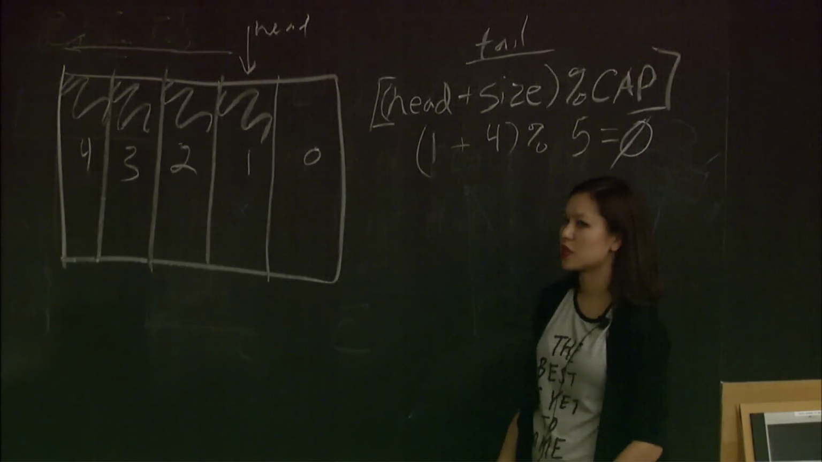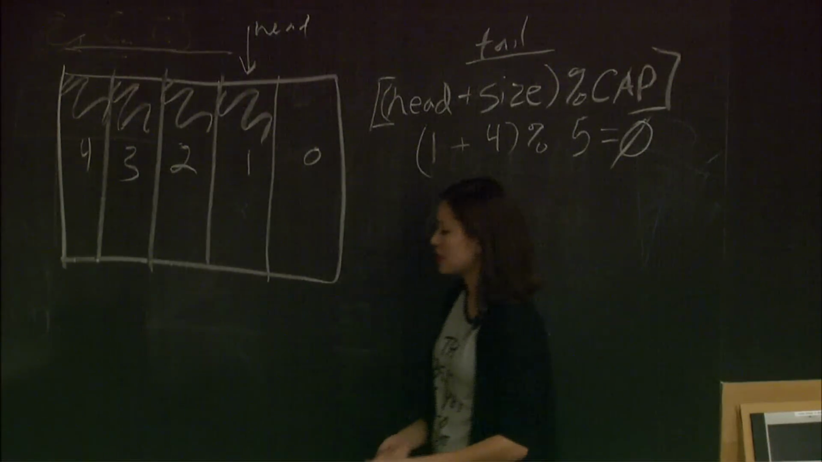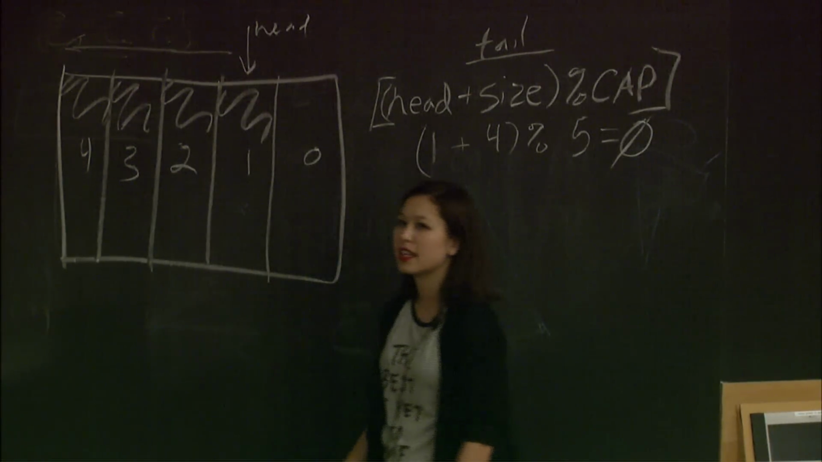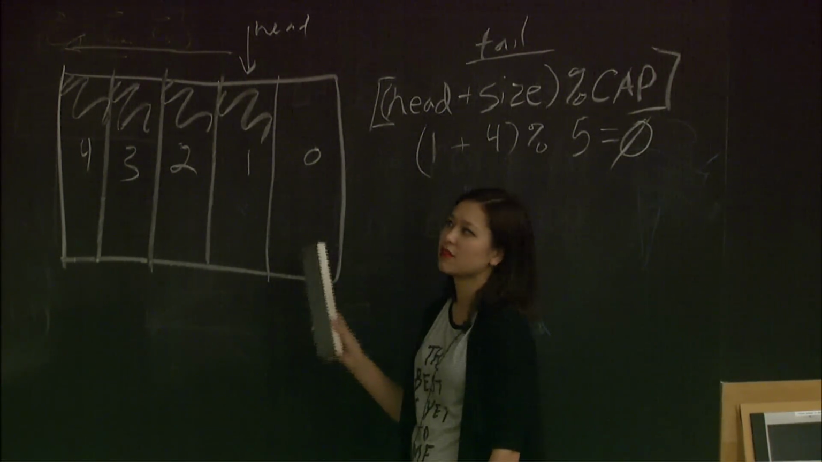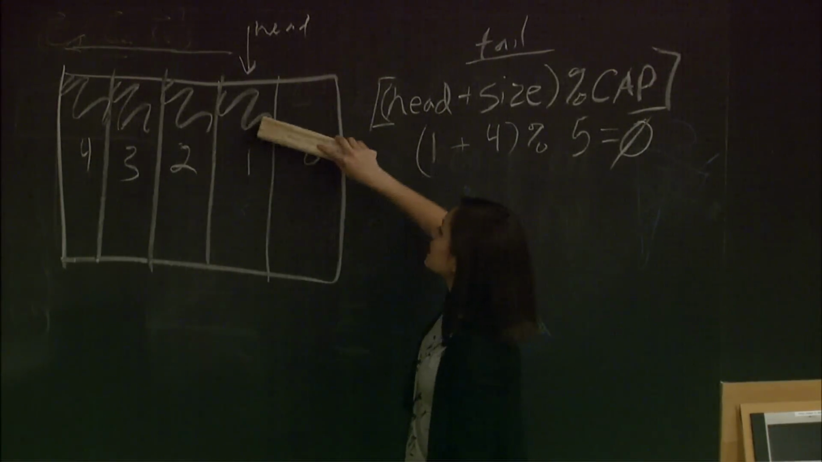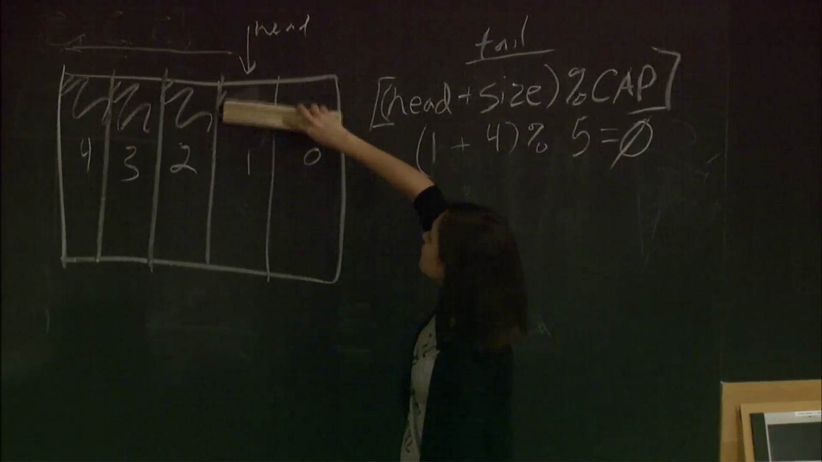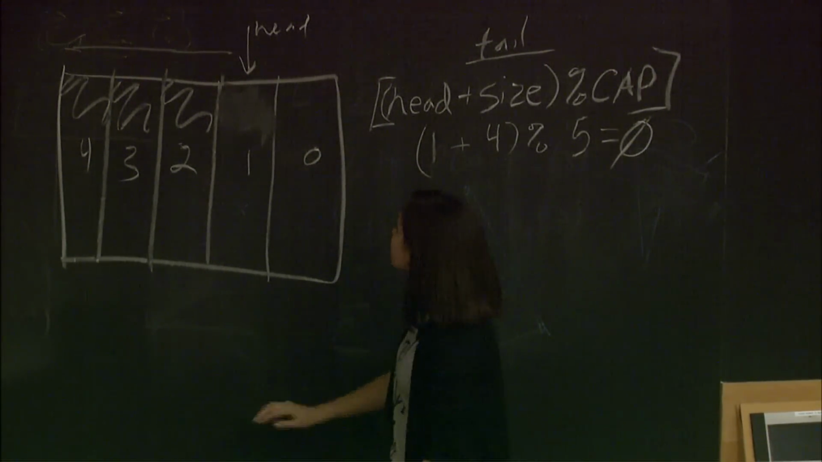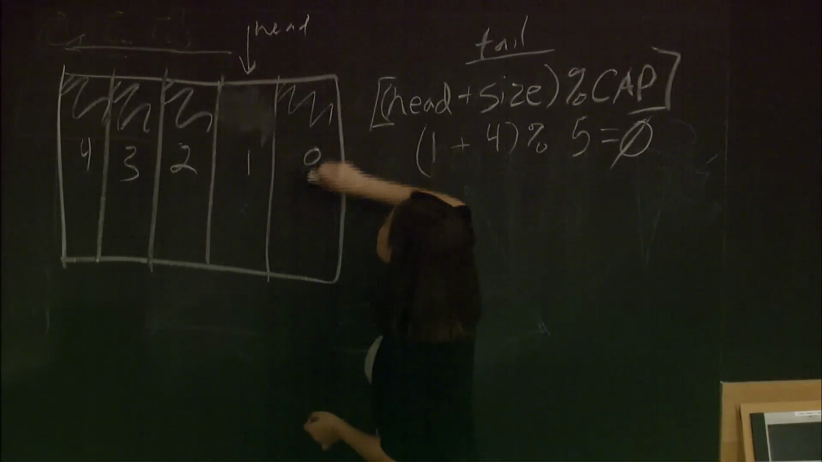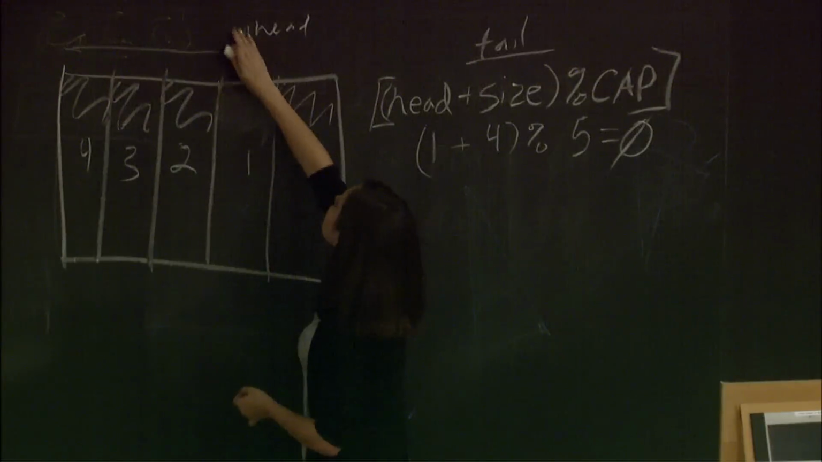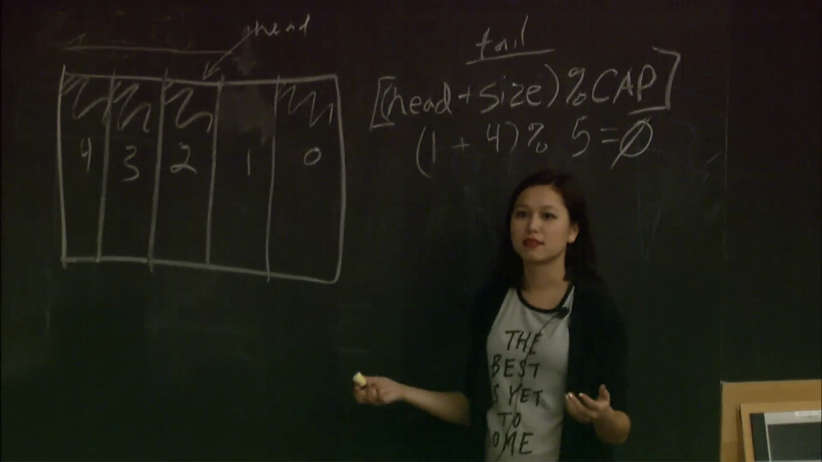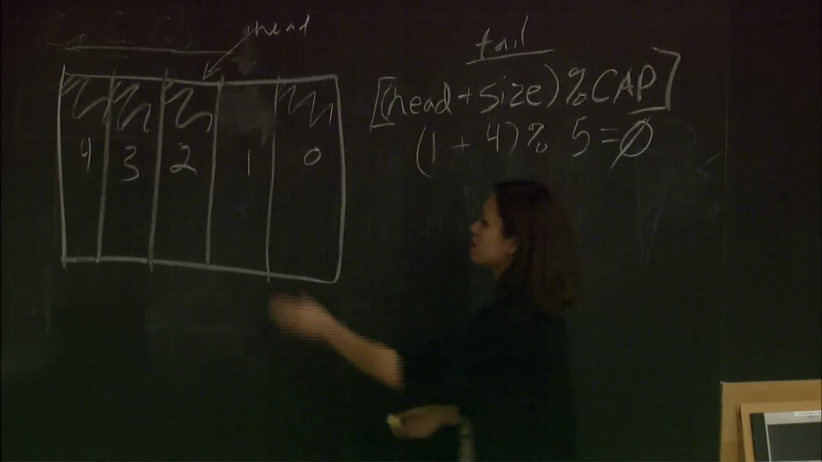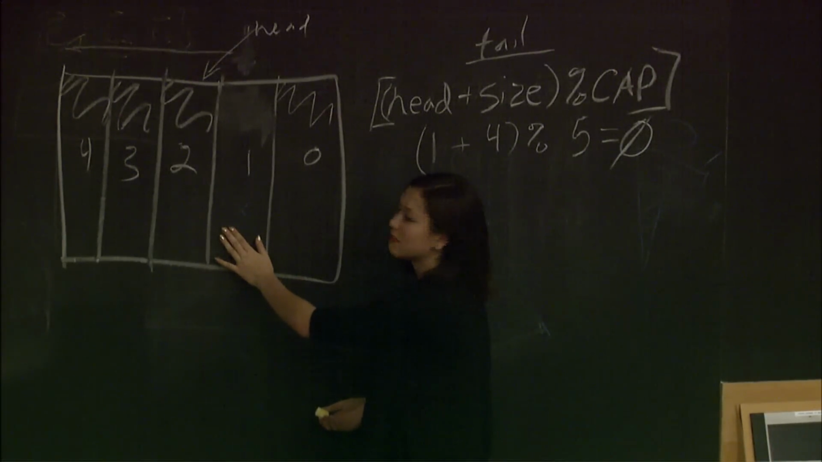Okay? So then in the next case, let's dequeue something. We dequeue this. We take out this element, and now our head is pointing here. And we want to add in another thing. This is basically the back of our line, right?